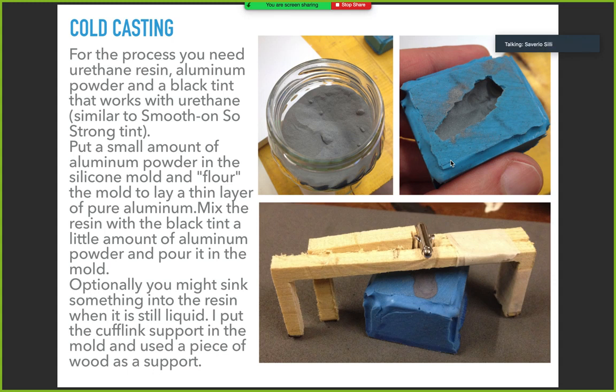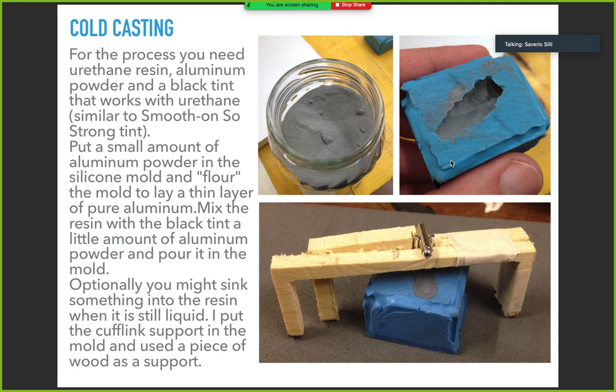Imagine that you have your mold, you splash a little bit of aluminum powder in it, and then you remove the excess. So you just want to have the inside surface of the mold full of powder, and then you can pour the resin inside.